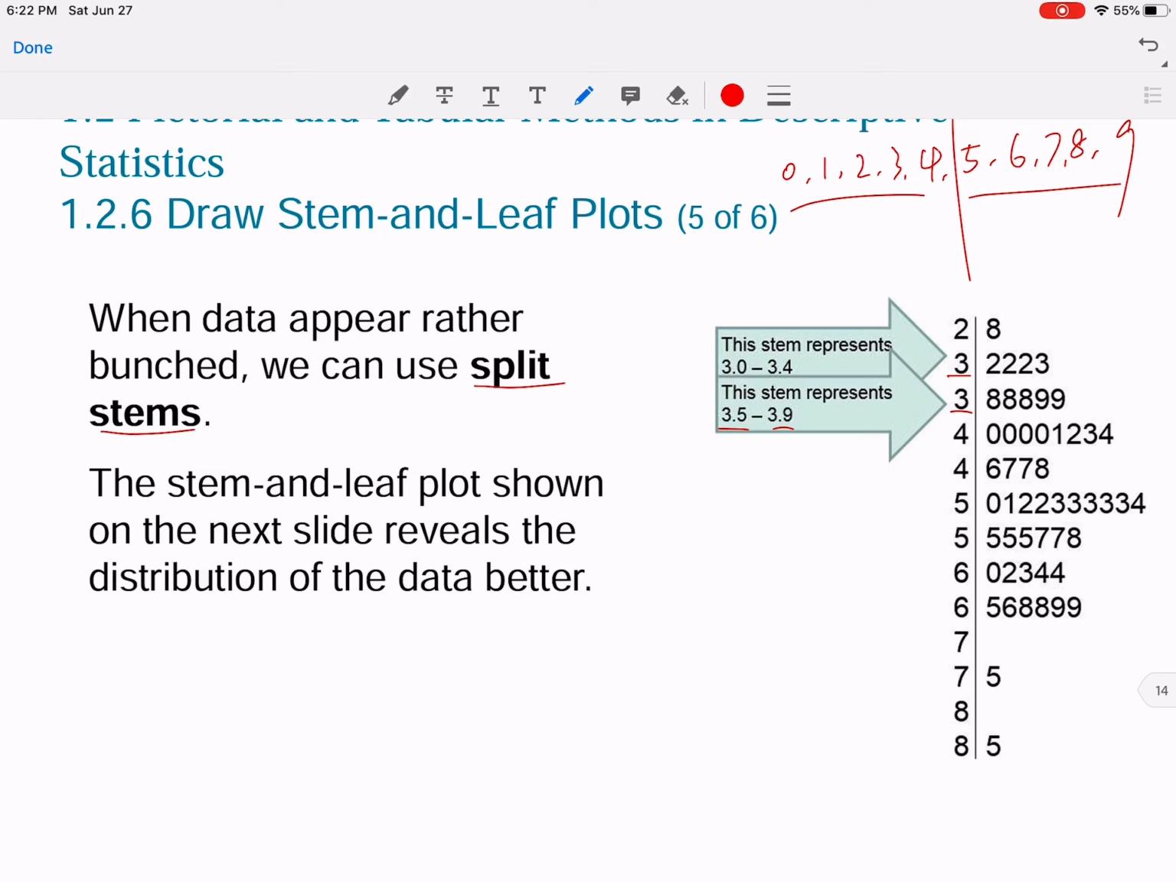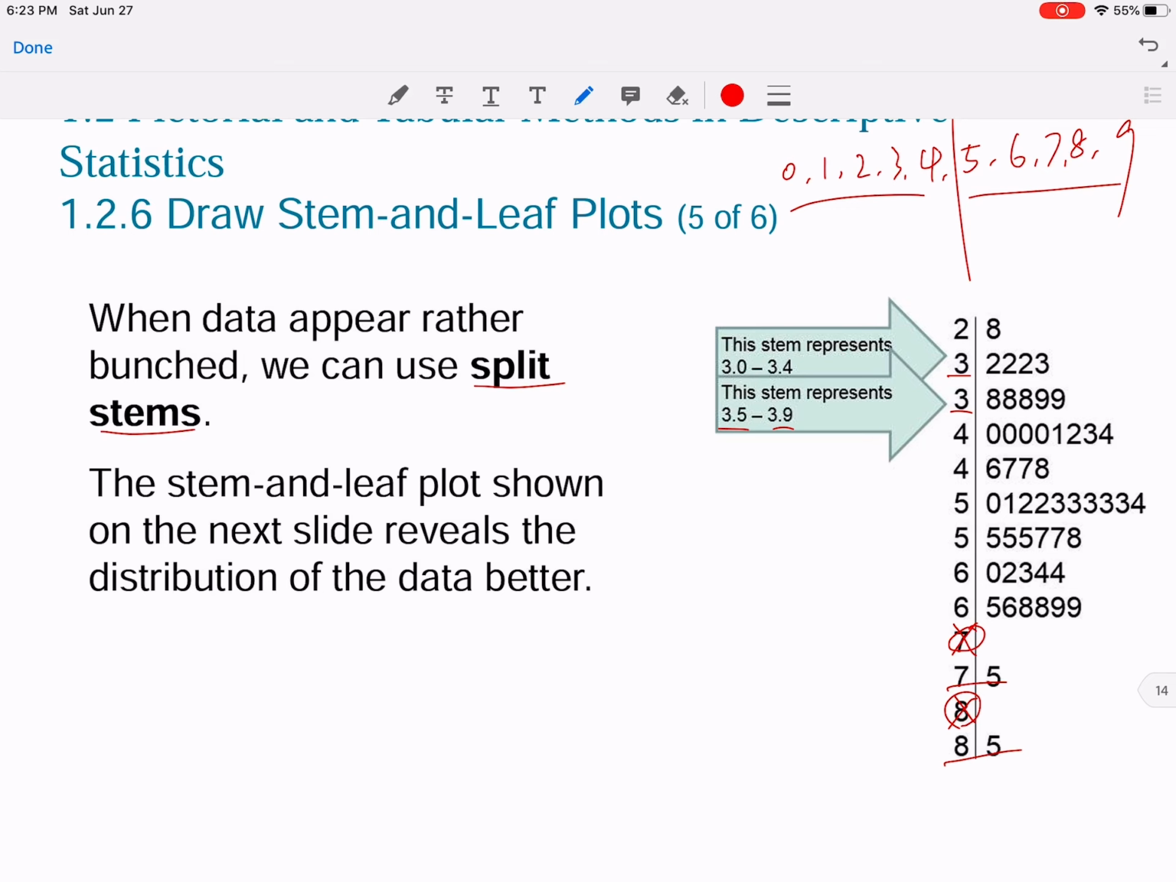So since we only have one leaf for stem 7 and stem 8, you can put this over here, with the right hand side empty, or like this, or you can just get rid of it. It's up to you. Both ways are going to get full credit. And that's pretty much all about how to draw a stem and leaf plot.